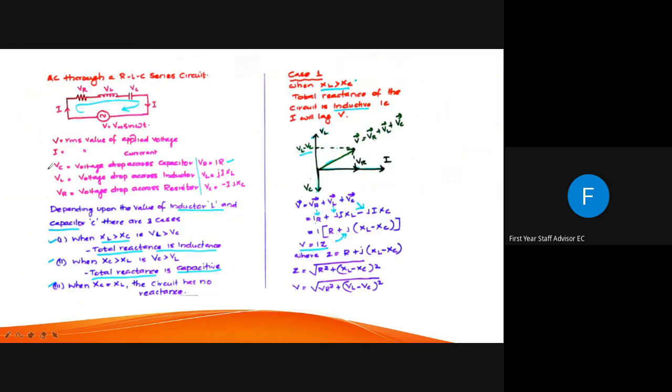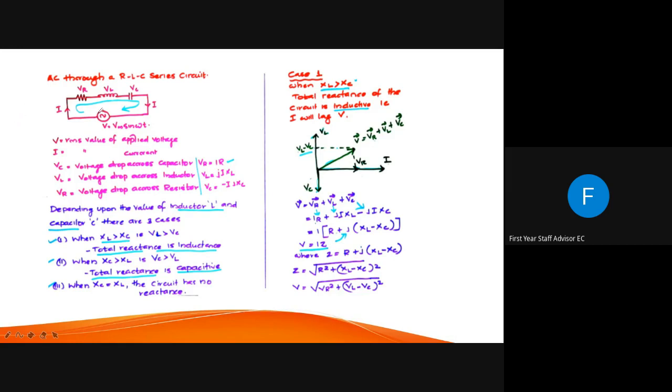Okay, now let us discuss the RLC circuit. That means all three are connected in series. I want to tell you repeatedly that if you learn the analysis of AC through pure resistor, pure inductor, and pure capacitor, you can learn the other topics, RL, RC, and also RLC, because they are almost the same.